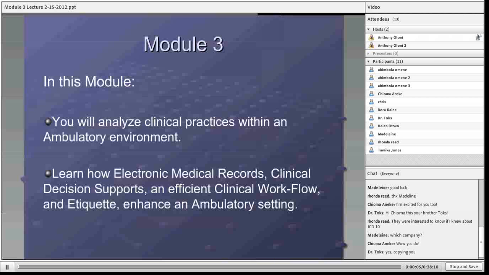Okay, well, this is Module 3, and in this module we'll analyze clinical practices within an ambulatory environment, and we're going to learn how electronic medical records, clinical decision supports, and an efficient clinical workflow and etiquette all enhance an ambulatory setting.